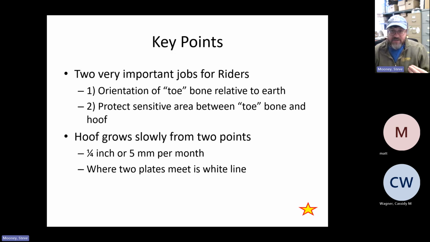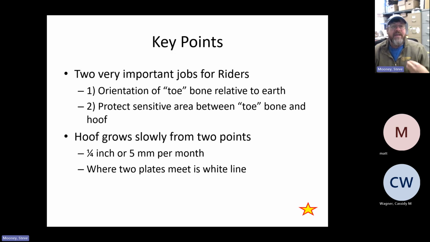The other thing is we need to protect the sensitive area between the toe bone and the hoof. If that area gets damaged, if that area gets punctured, if that area gets infected, a lot of bad things can happen, and we can run into also a lot of pain associated with those problems.